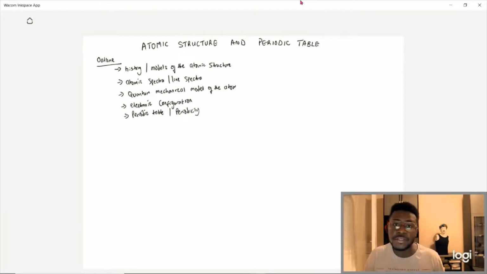I'm going to try to go slow so that you can understand everything. If the lecture is too slow, you can always increase the speed. And I'm going to try to explain any difficult word that I use in the lecture just to make sure that you really understand what I'm trying to say. Okay, so let's start with the history and the models of the atomic structure.